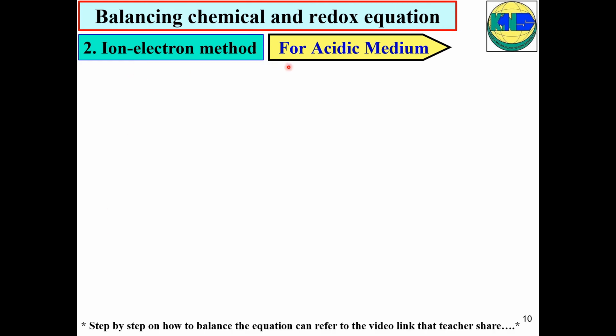Balancing chemical and redox equations. We're using the second method, which is the ion-electron method. We have two media, which are acidic medium and basic medium. Now we learn about the acidic medium first.